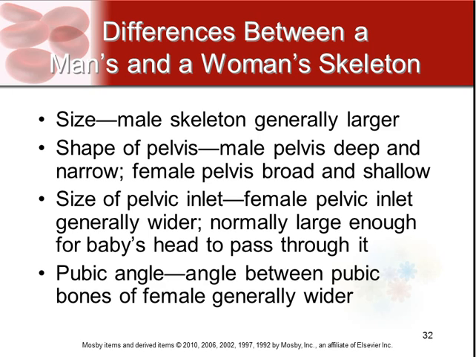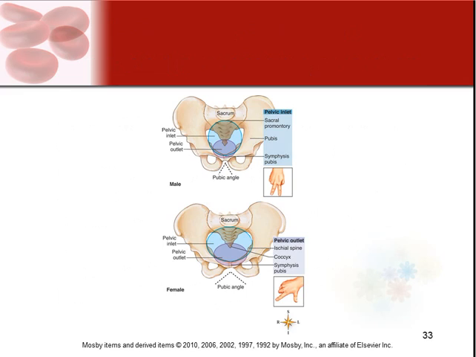And then there's the shape of the pelvis. The pelvis of a male is shaped a little bit deeper and narrow. It's a little more upright. Where a woman's pelvis is broader and more shallow, and that's to accommodate being pregnant. And the size of the pelvic inlet. So the pelvic inlet is if you were looking straight up at the pelvis. It's the hole at the bottom of the pelvis, and in a female one, it's wider, and that's because it has to be large enough to squeeze a baby's head through. And then the pelvic angle, the angle between the pubic bones on a woman is normally wider. Basically for the same thing, it's because it has to allow room for a baby to come through.